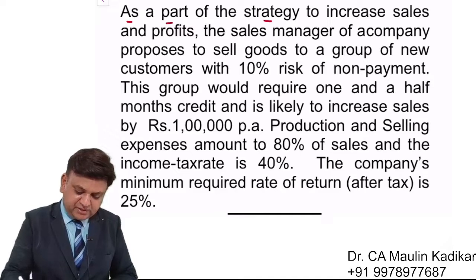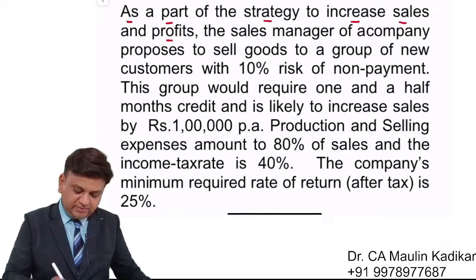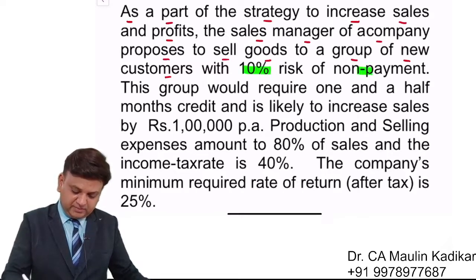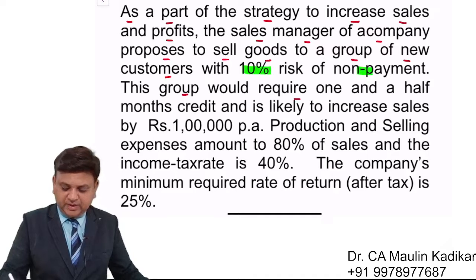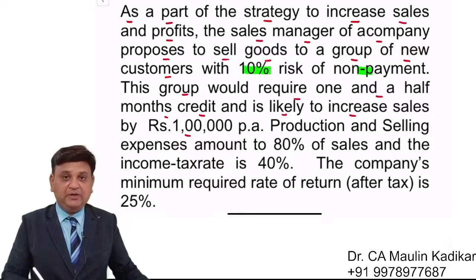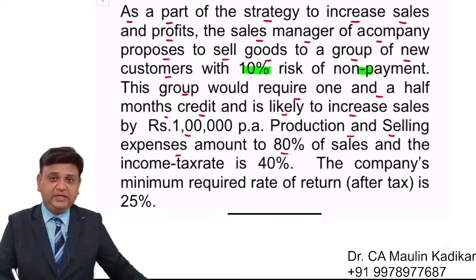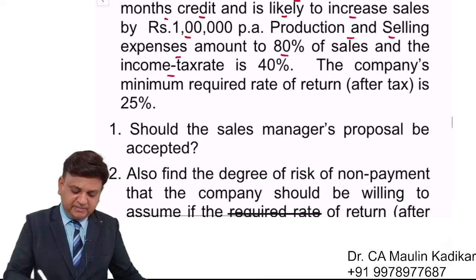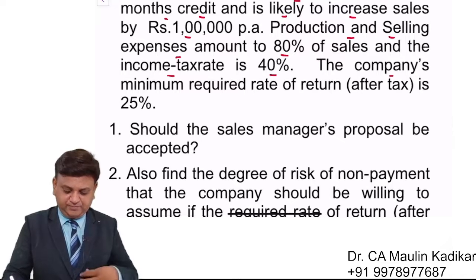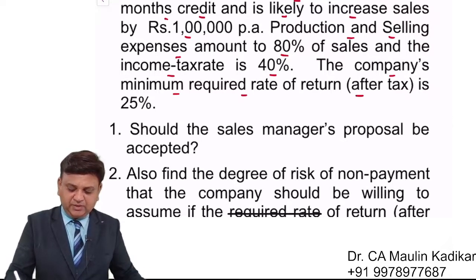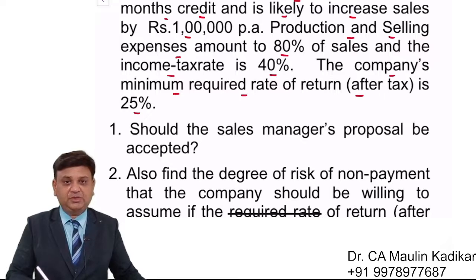As a part of the strategy to increase sales and profit, the sales manager of a company proposes to sell goods to a group of new customers with 10% risk of non-payment. The group would require 1.5 months credit and is likely to increase sales by rupees 1 lakh per annum. Production and selling expenses amount to 80% of the sales and the income tax rate is 40%. The company's minimum required rate of return after tax is 25%.